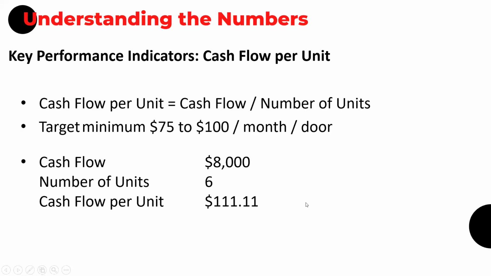Cash flow per unit. Cash flow per unit is cash flow divided by the number of units. Here we tend to target somewhere between $75 to $100 per month per door as a minimum. So, as an example, if our cash flow is $8,000 and we have 6 units, that means that our cash flow per unit is $111.11.